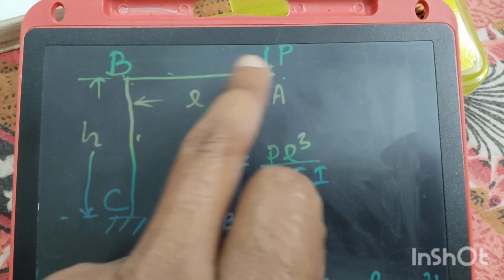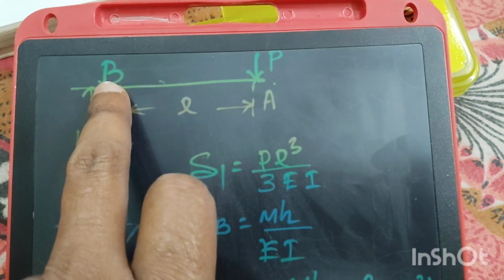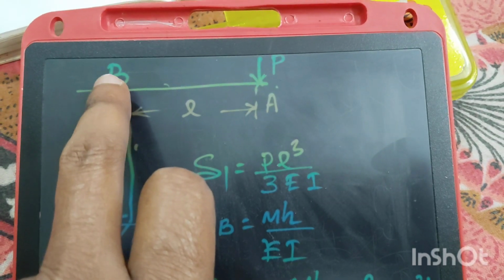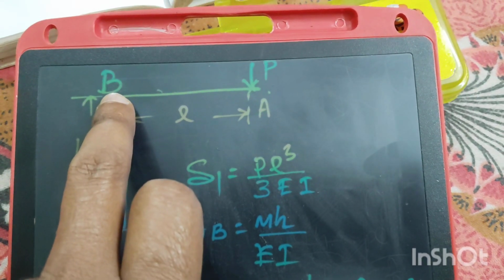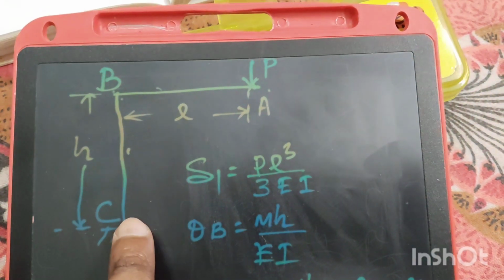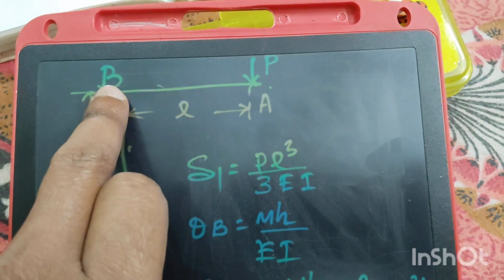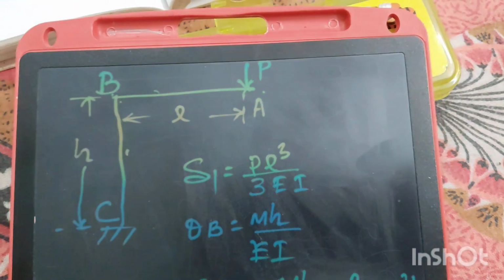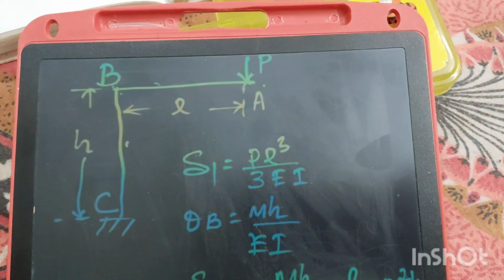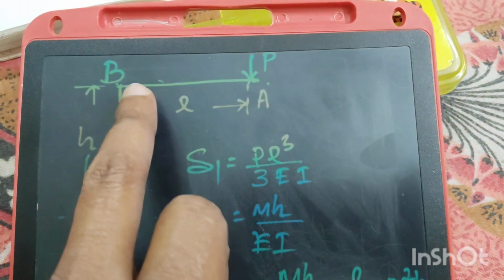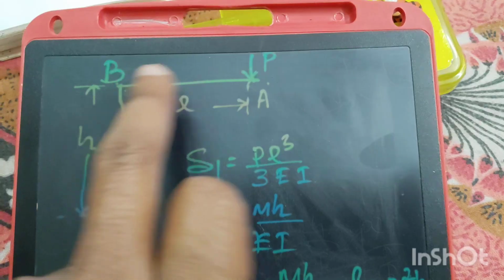Now at this point B there will be some moment, and the moment value will be equal to P into L. So M equals P into L, and for this moment there will be rotation at the point B, because this is a pin end, a hinge connection, so there will be no movement at C, but there will be rotation at the point B. The rotation at point B will be equal to Mh by EI, and M is equal to P into L, and h is this vertical distance, and EI is the flexural rigidity, which is constant throughout the frame.